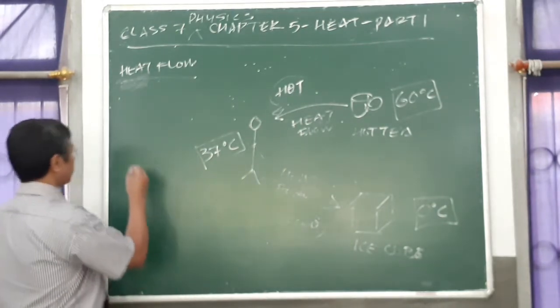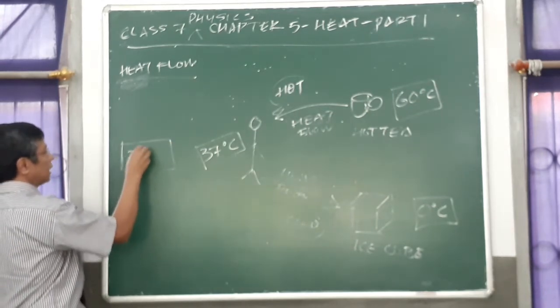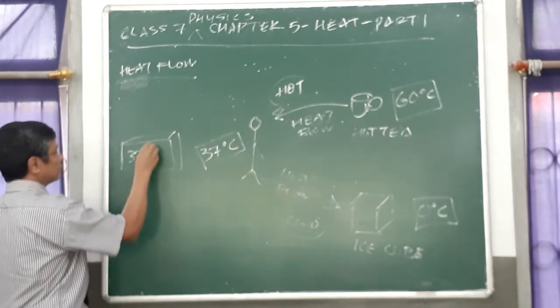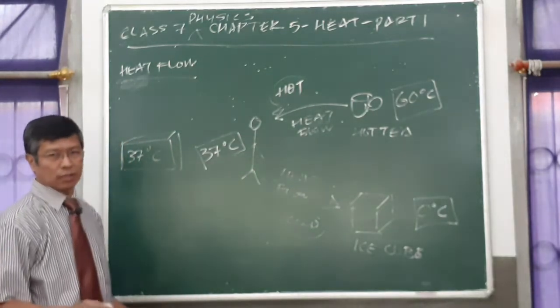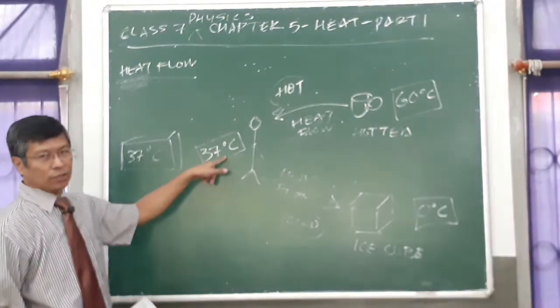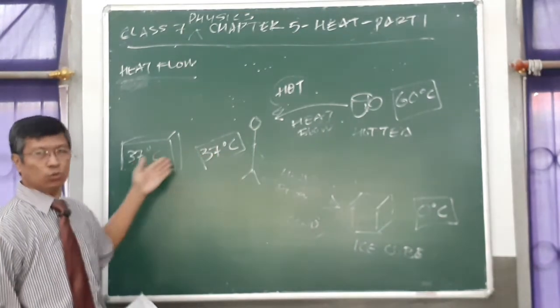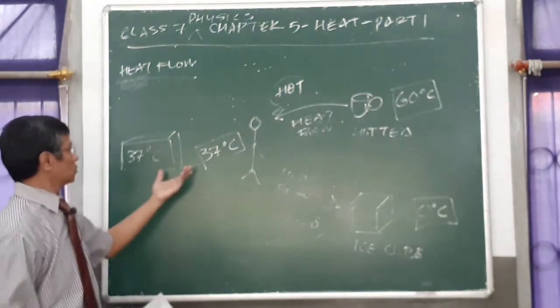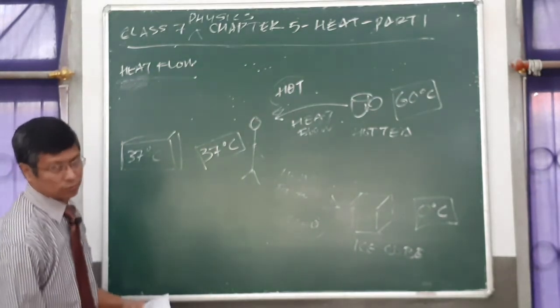Now, supposing you have an object which is at 37 degrees centigrade, when you touch this object, how will you feel? You will feel neither hot nor cold, because your body temperature and that object are at the same temperature. So, you will neither lose heat nor gain heat. So, this object, when you touch it, will feel neither hot nor cold.